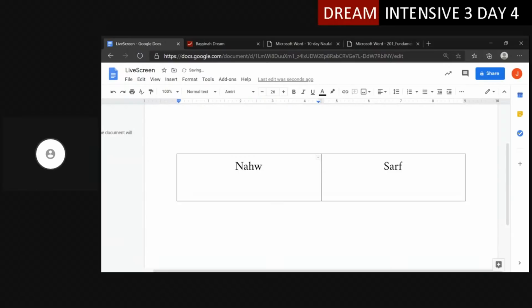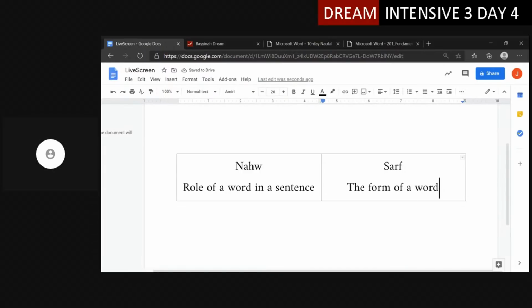Nahu vocabulary is geared towards the role of a word in a sentence. That's what Nahu vocabulary tells you: the role of a word in a sentence. Sarf vocabulary tells you the form of a word.